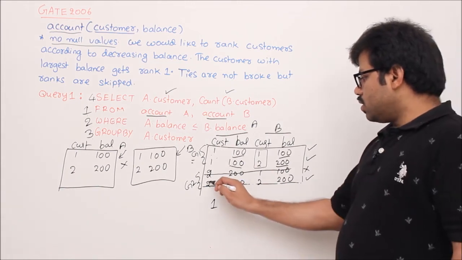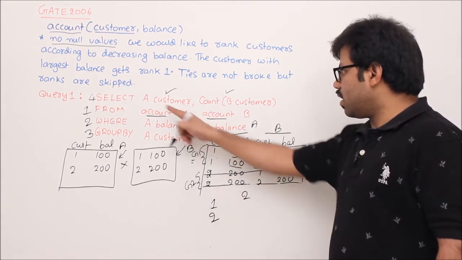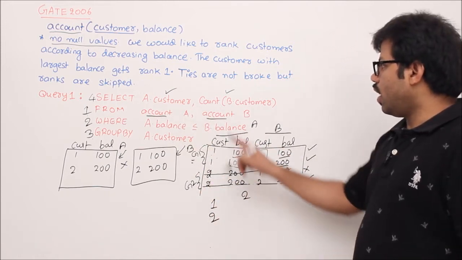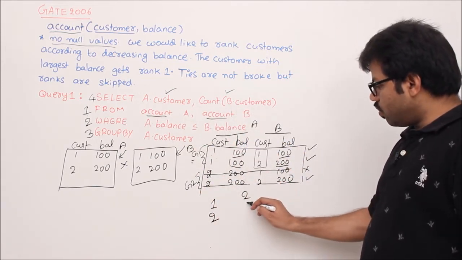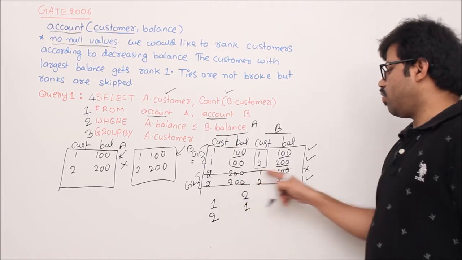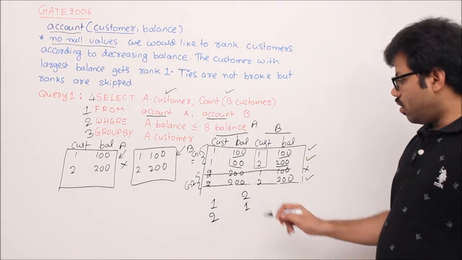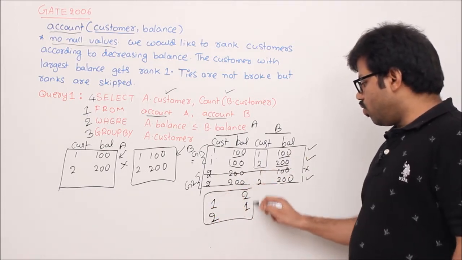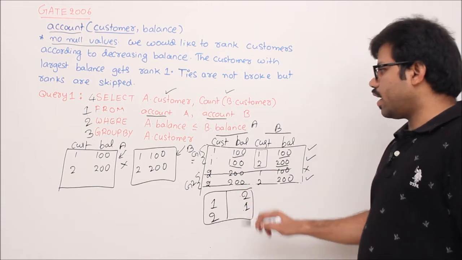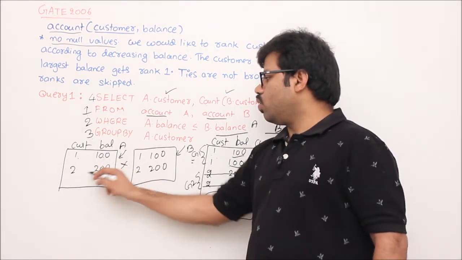Then next, second group customer: A dot customer in the second group is 2, and the count of that B dot customer is only 1, right? Because one tuple from that group is rejected. So now you get this output. 1 got rank 2, 2 got rank 1.